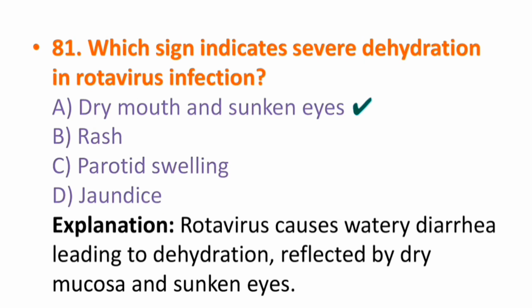Which sign indicates severe dehydration in rotavirus infection? Option A dry mouth and sunken eyes, option B rash, option C parotid swelling, option D jaundice. The correct answer is option A dry mouth and sunken eyes. Rotavirus causes watery diarrhea leading to dehydration, reflected by dry mucosa and sunken eyes.